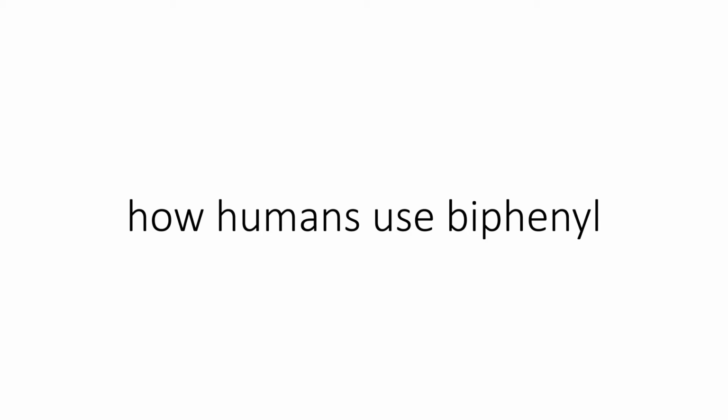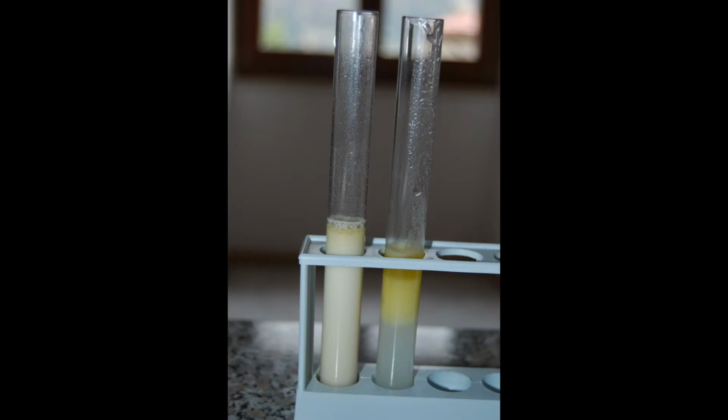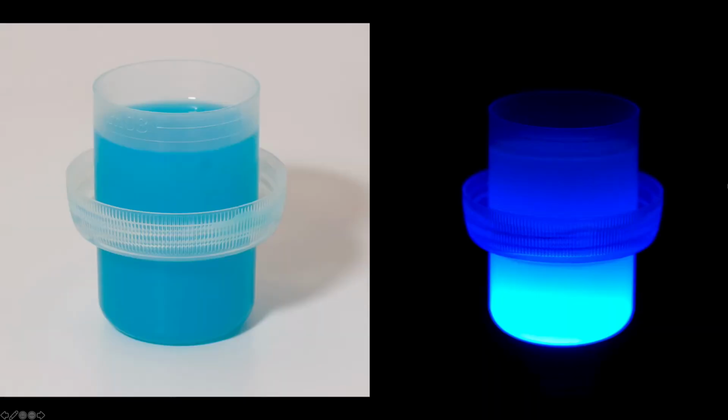Humans use derivatives of biphenyl for a bunch of different things. One is as an emulsifier. Oil and water don't mix. So if you pour oil into water, they'll separate into two layers. But there are some molecules you can add to these oil-water mixtures that allow them to mix. Those are called emulsifiers, and biphenyl can be used to make emulsifiers.